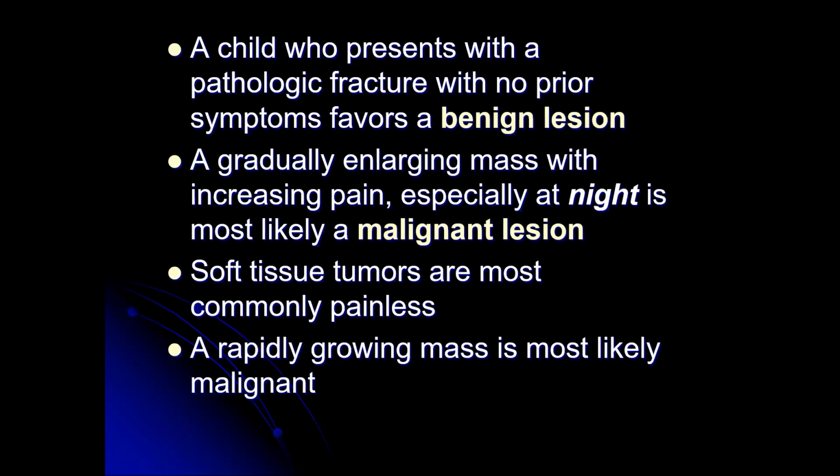A child who presents with a pathologic fracture with no prior symptoms favors a benign lesion. Why? Because this child never had pain, and he was playing basketball and suddenly had pain due to an insufficiency fracture. This is common in unicameral bone cysts or any benign cyst which involves more than half the diameter of the shaft of a bone or is larger than 2.5 centimeters in diameter.